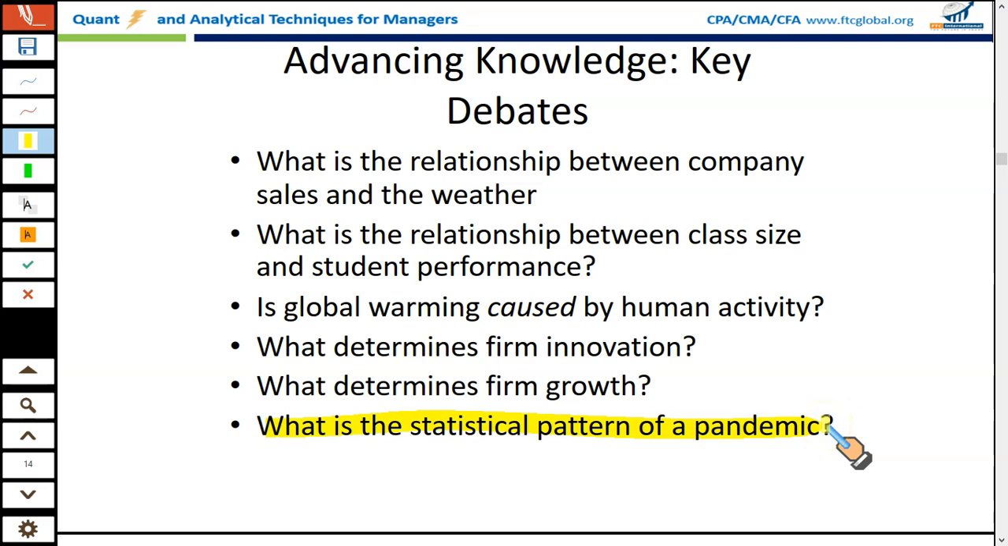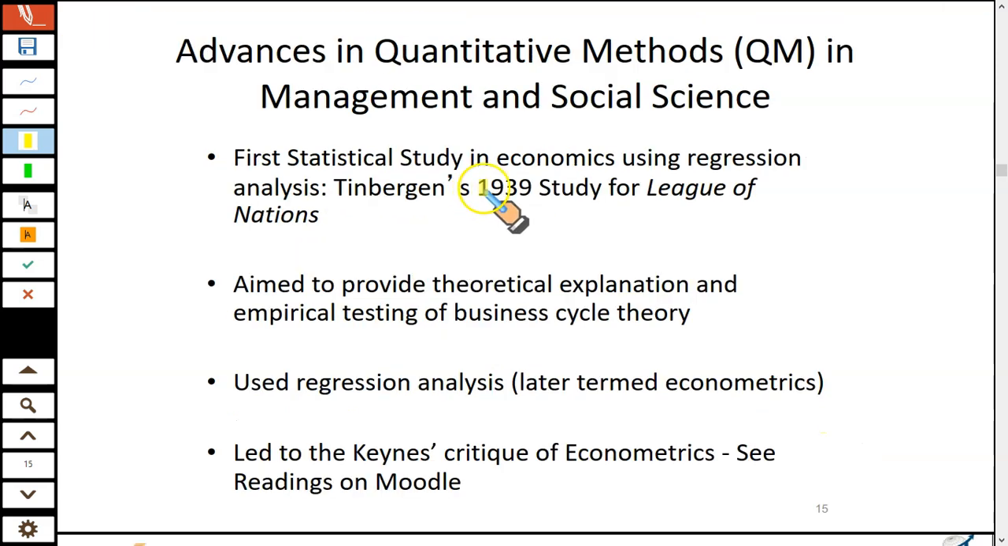What is the statistical pattern of a pandemic? It means in which months do we see high incidence of infections? In which months or seasons do we see less? It's common sense. During a flu pandemic, the number of sick people might rapidly increase in winter months and decrease as temperatures rise. So that shows us a seasonal pattern in how the disease spreads. Of course, you would have noticed during winter, many people get flu, but when the weather is hot, you see less incidence of flu. In 1939, Jan Tinbergen conducted a study for the League of Nations.